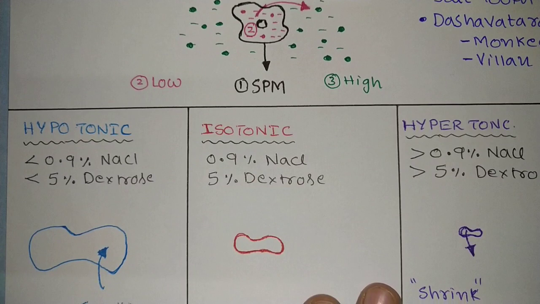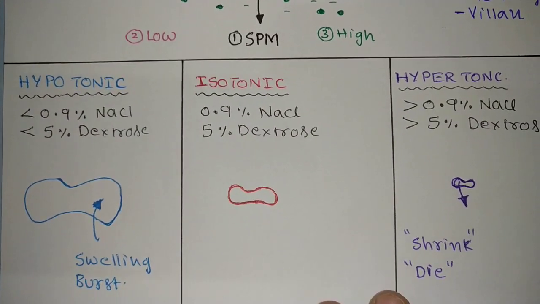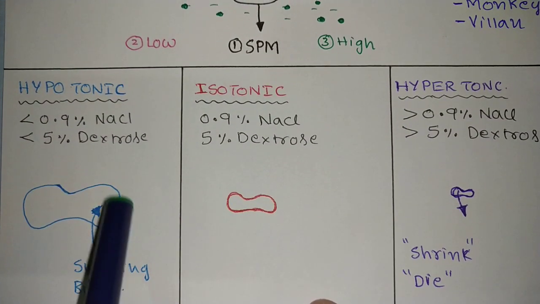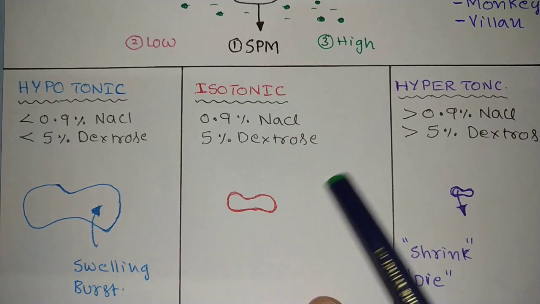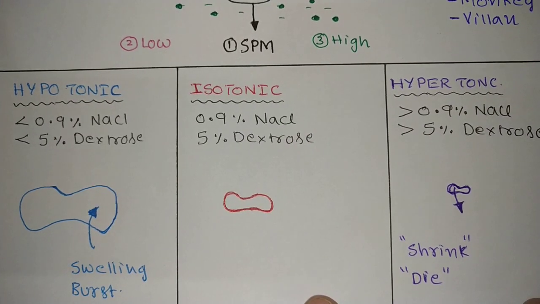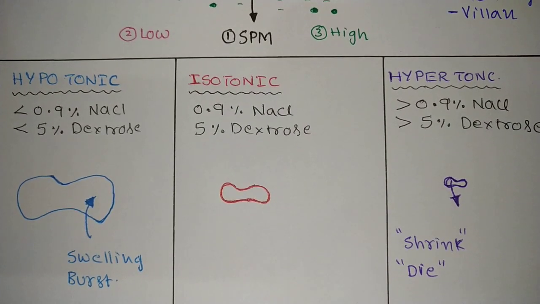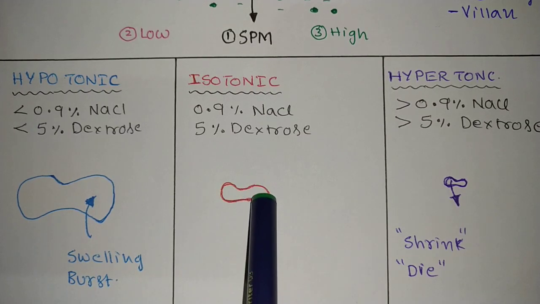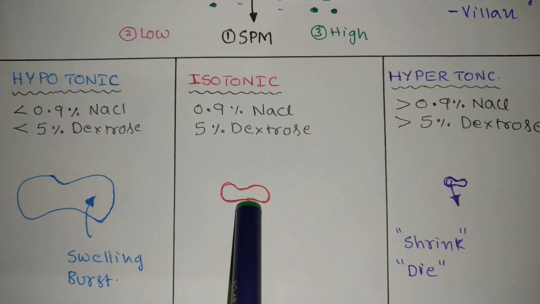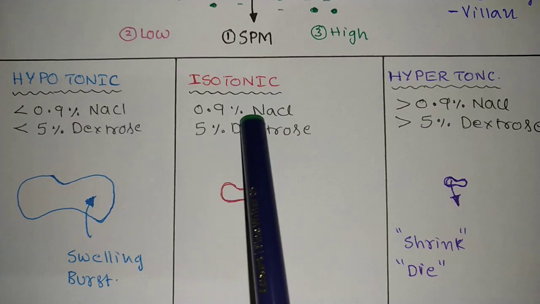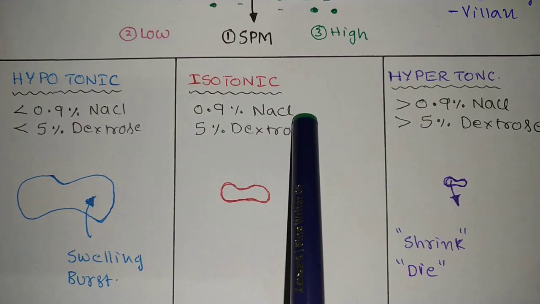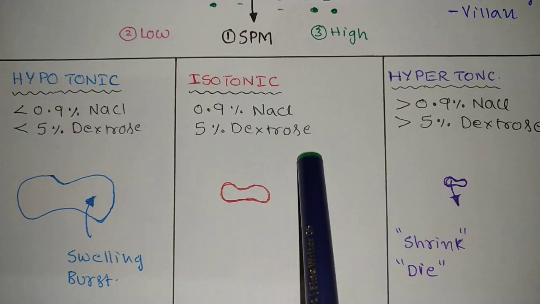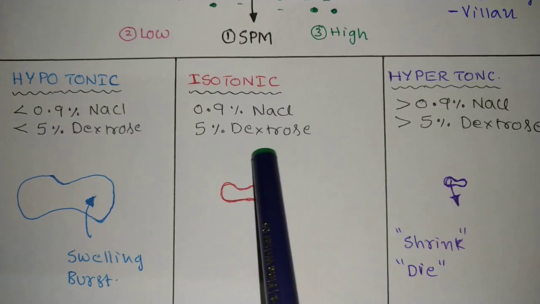Next we will see the last topic: hypotonic solution, isotonic solution and hypertonic solution. So here I took the RBC. This is a red blood cell, and I placed the red blood cell in 0.9% NaCl.